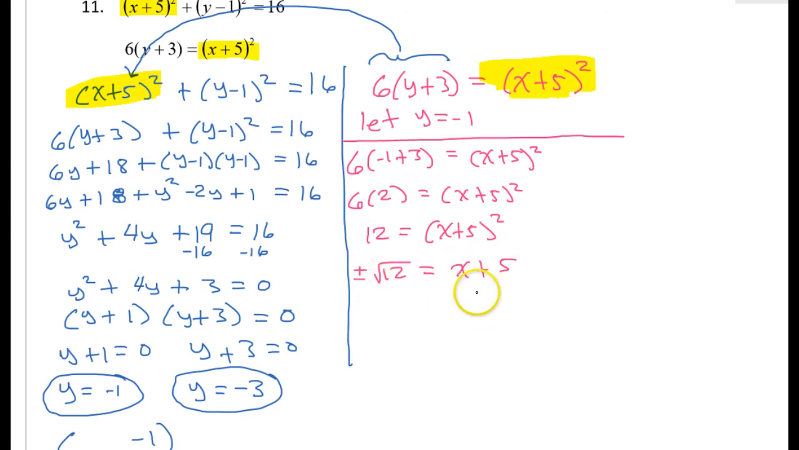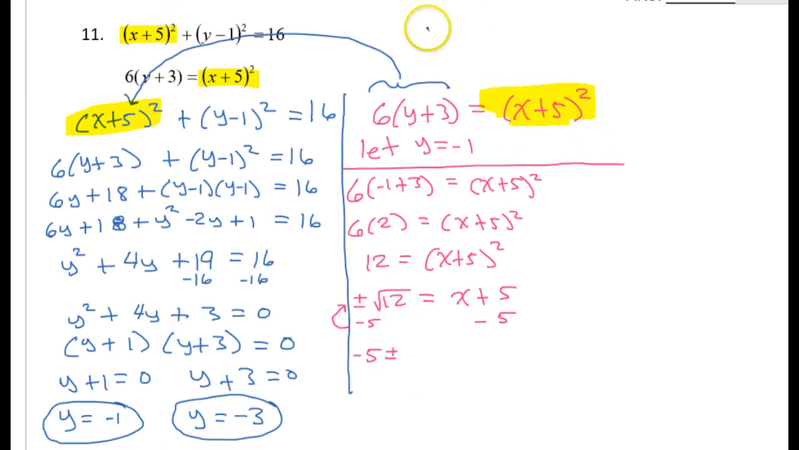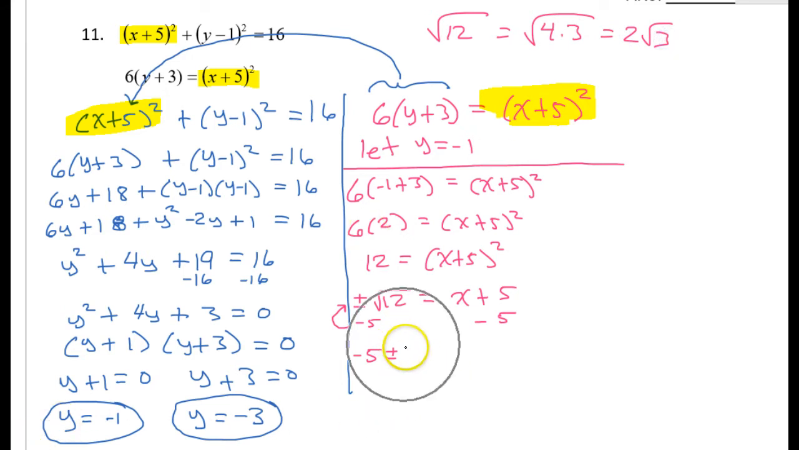Now, I need to do two things, and I'm going to do them both at once. First of all, I need to subtract 5 from both sides to get x by itself. This -5 goes in the front before the plus or minus. So I'm going to have -5 plus or minus. But then also, the square root of 12 can be simplified. Because radical 12 is 12 is 4 times 3. So this will be 2 radical 3. So now I have -5 plus or minus 2 radical 3.